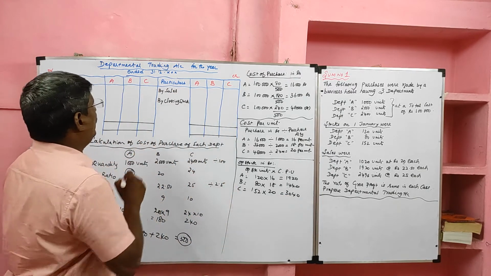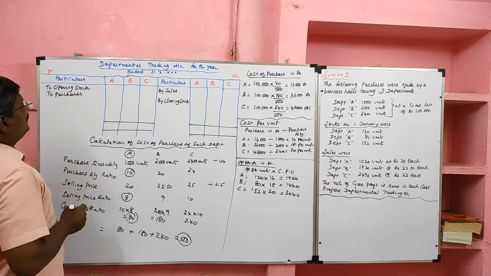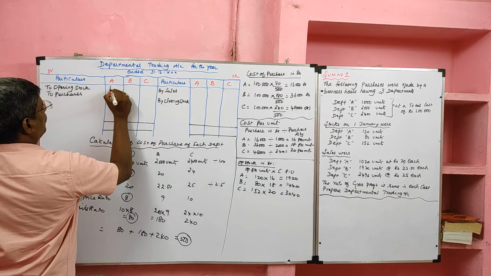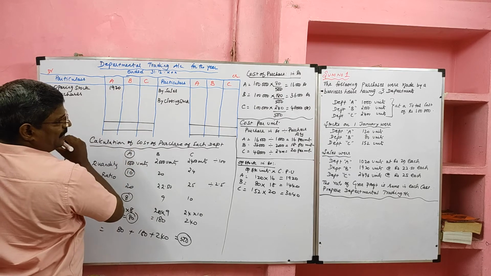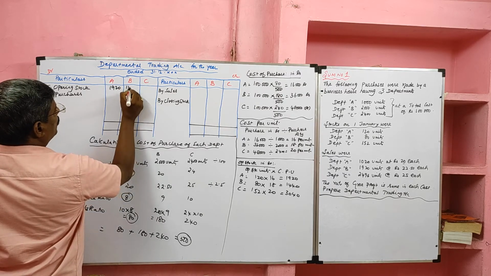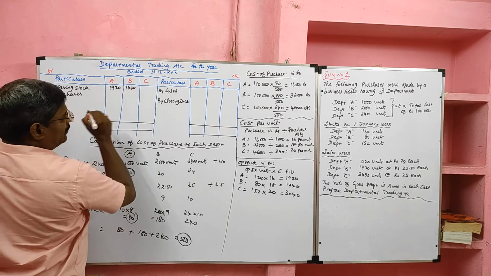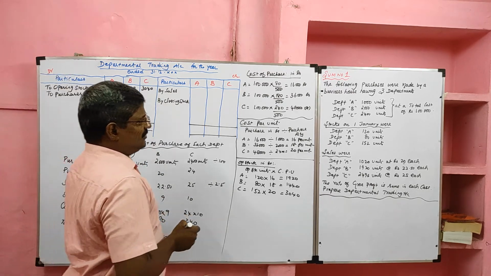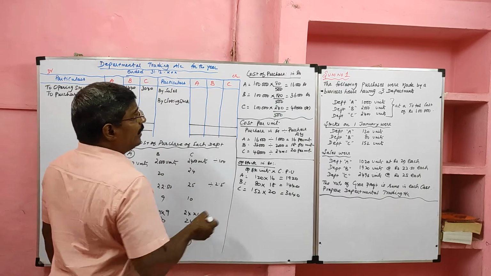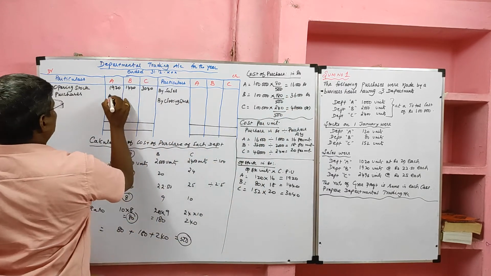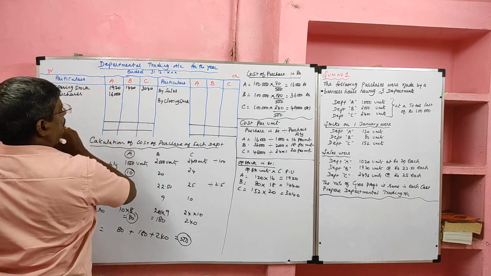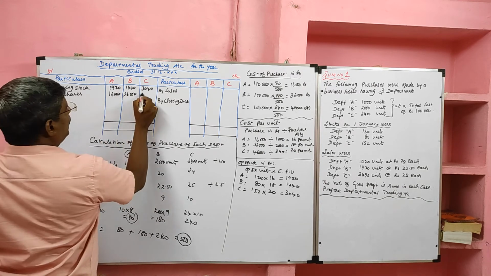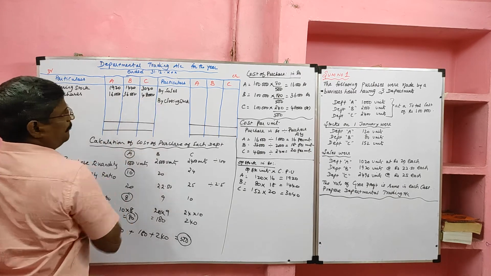Now students, we'll fill these values. First we need opening stock. Just now we ascertained opening stock value for department A 1920, for department B 1440, for department C 3040. Then purchase, that we called the cost of purchase, we ascertained here. How much? 16,000 for department A, 36,000 for department B, 48,000 for department C.